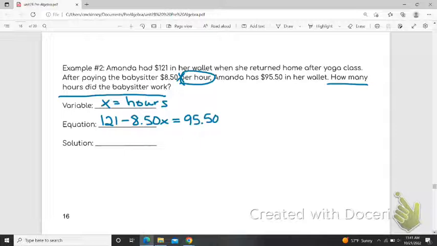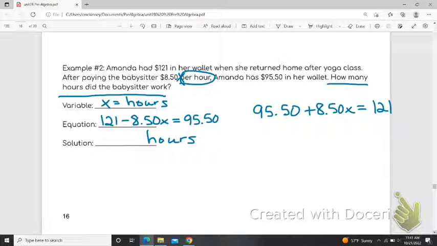So it's kind of in the order that it happened. You might also think that the 95.50 plus the money she spent on the babysitter is equal to the total. That would be okay also. I just kept it in the order of the story that the problem told. Both ways, I should come out with the same thing. And then in this case, again, we see money, but that's not what we're asking for. We're asking for the number of hours.